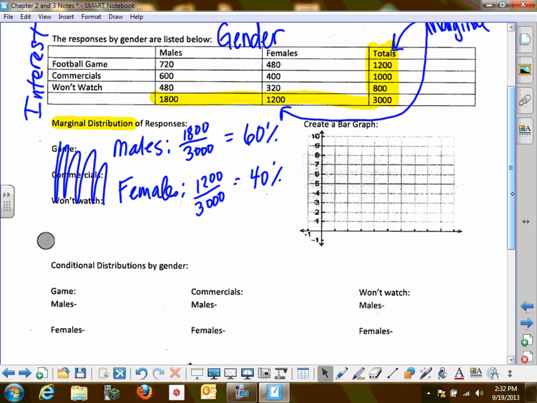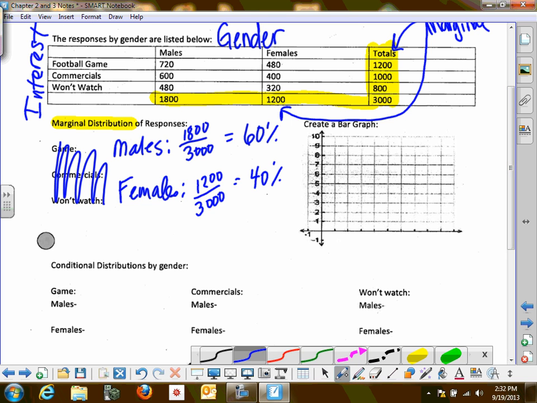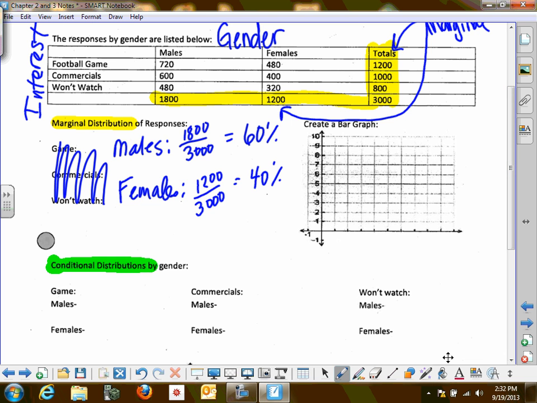So, yes. Next, we want to see, conditional upon you being a male or a female, is that affecting your interest in the game or the commercials or not watching at all? And so that is called conditional distribution.